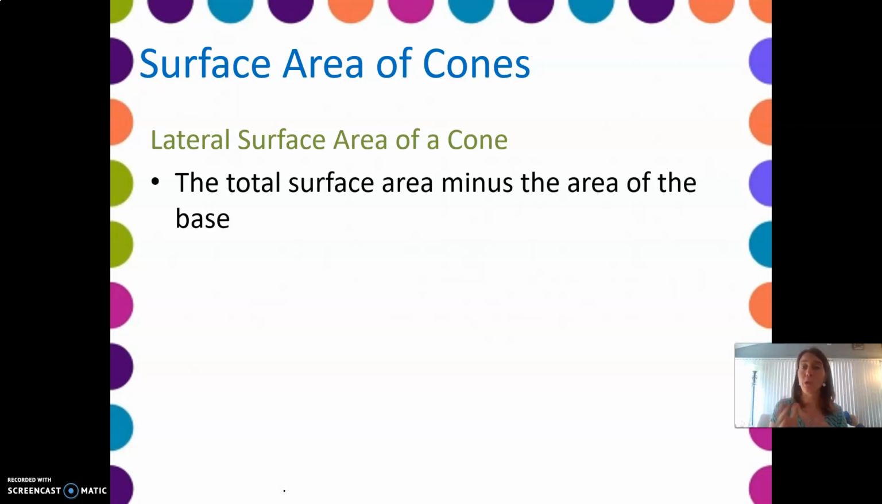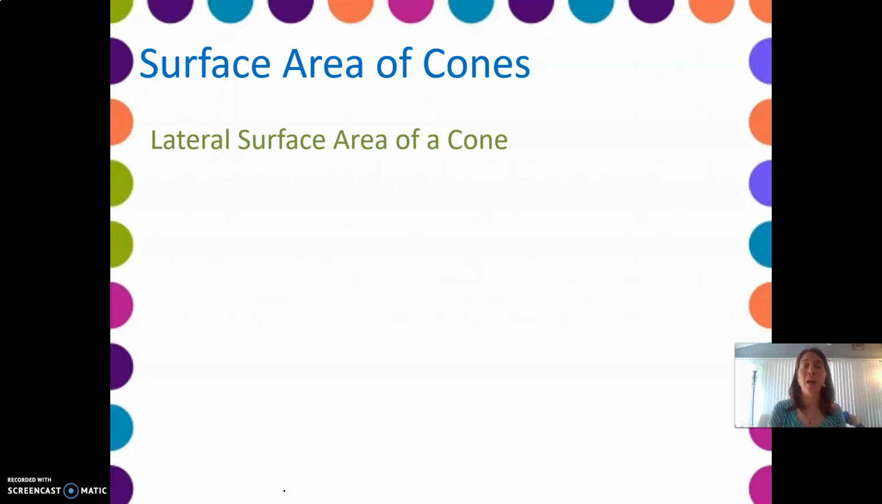So it's the total surface area except for the circle that you have at the bottom for the base. It's just what you have going around the side of your cone. When it comes to the lateral surface area, make sure you get this formula in your notebook. The formula for lateral is pi r L. We saw that same letter when we talked about our pyramids.